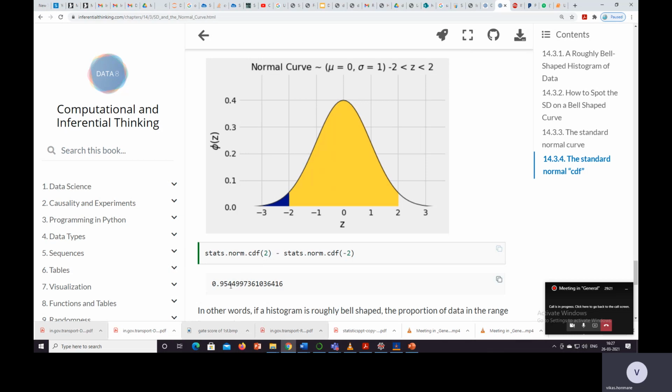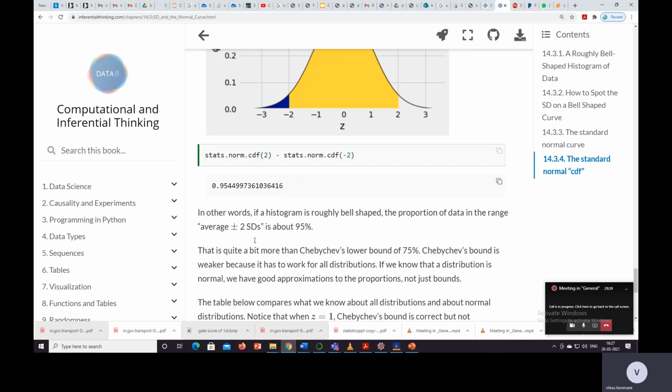So in a bell shaped curve, from this we can understand that about 95% of the data is spread within two standard deviations of the mean. In other words, if the histogram is roughly bell shaped, the proportion of data in the range average plus minus 2 SDs is about 95%.